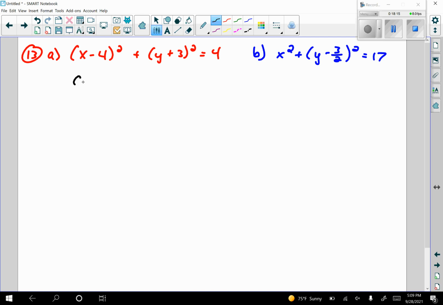So here, the center, we take the opposite of this number, it's always x minus our h, so that means our h is 4. And then this was actually y minus a -3, so our center is 4, -3. And the radius is always the square root of this number right here, so the radius is 2.